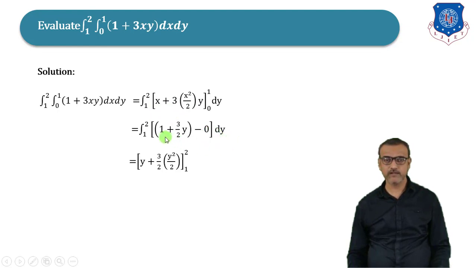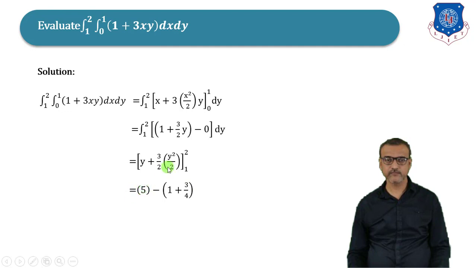Now we will integrate this function with respect to y. Integration of 1 with respect to y, answer is y. Then after plus, 3 by 2 is constant. Now integration of y raised to 1 is y square by 2, and the limit is from 1 to 2. First of all we will solve this function for upper limit 2, then we will solve this function for lower limit 1.